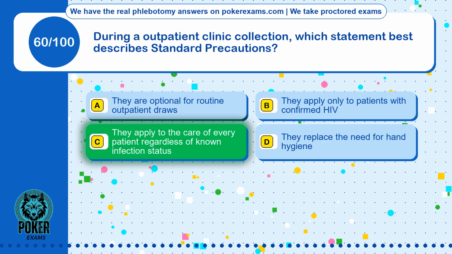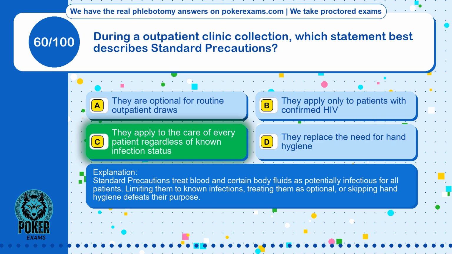The correct answer is option C. They apply to the care of every patient regardless of known infection status. Standard precautions treat blood and certain body fluids as potentially infectious for all patients. Limiting them to known infections, treating them as optional, or skipping hand hygiene defeats their purpose.